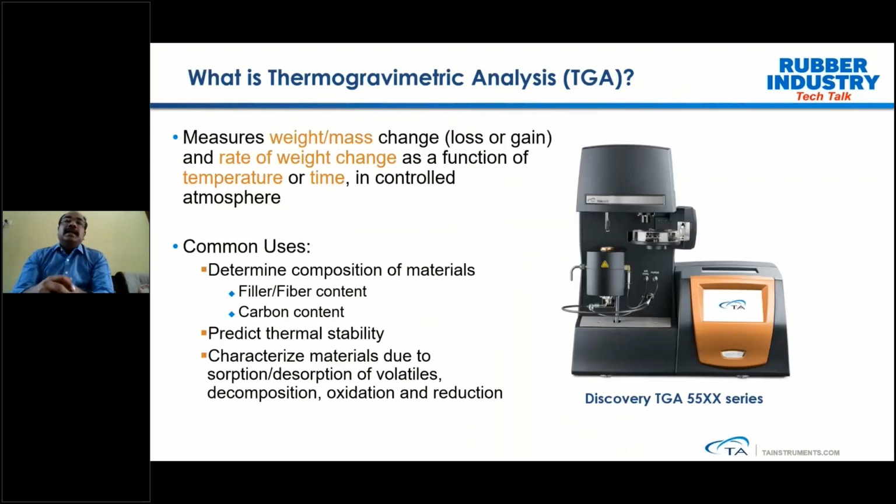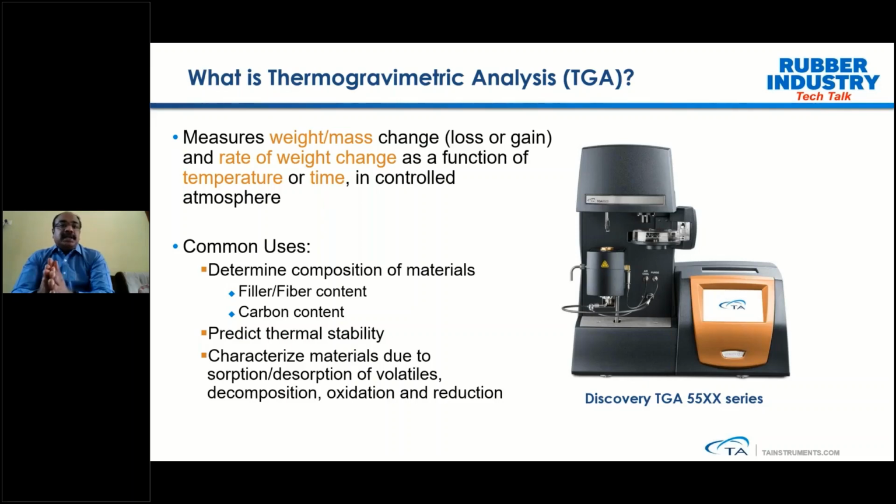So let's start with TGA, that is, thermogravimetric analysis. In thermogravimetric analysis, the main thing we measure is the change in weight of your sample, which could be a loss or a gain, as a function of temperature or time under a controlled atmosphere. So basically, TGA measures sample weight changes with respect to temperature or time in a controlled atmosphere. So what are the common uses of these equipments?